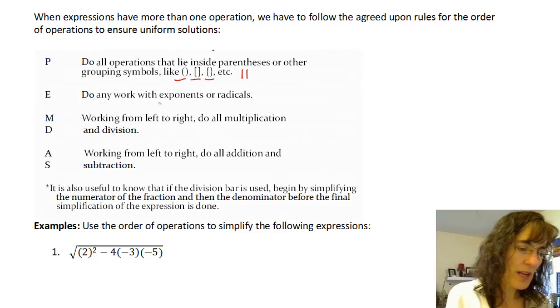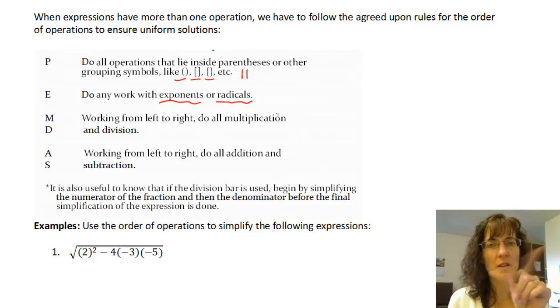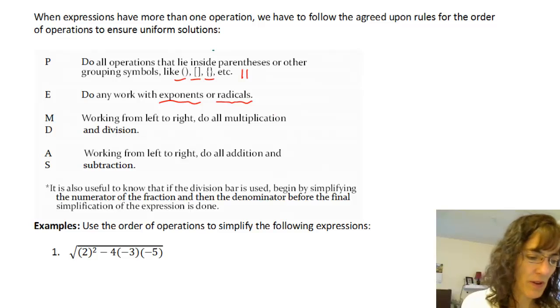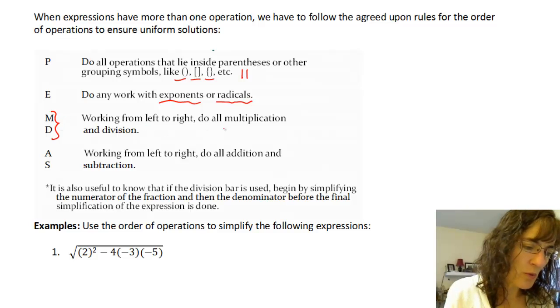And then next do any exponents or radicals, and that means simplify what's underneath the radical first, and then do the square root, or simplify what's inside the parentheses for an exponent, and then take the exponent of the parenthesis part. MD, those go together, and remember you work from left to right.